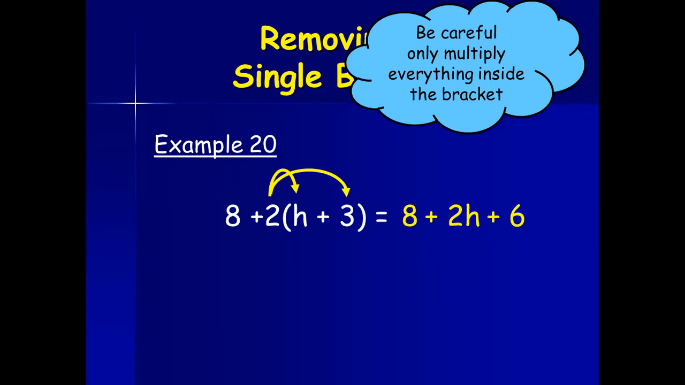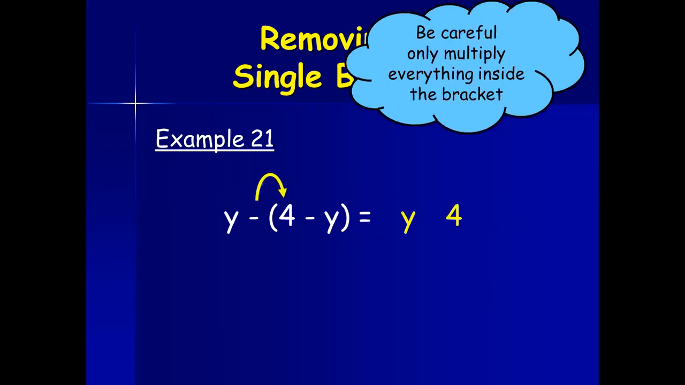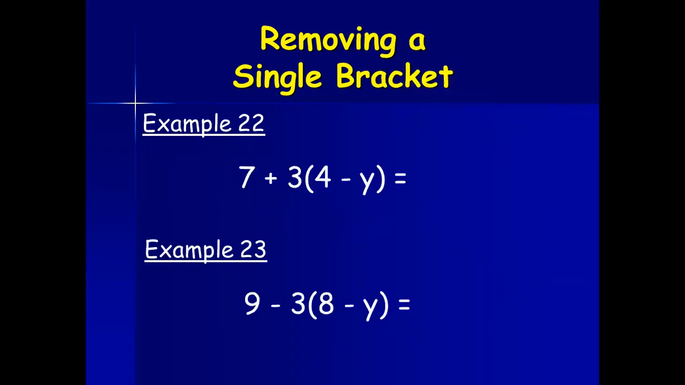So after that, I collect the like terms. What are the like terms? 8 and 6. 8 and 6 is 14. So my answer is 2h plus 14. Okay, another example. We took that example before, so let's skip it.